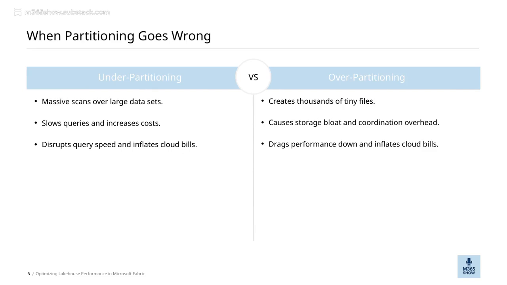The key takeaway here is about over-partitioning versus under-partitioning. Over-partitioning creates too many small files, causing inefficiency, while under-partitioning results in large, unwieldy datasets that slow things down. Striking the right balance is crucial to optimize performance and control costs. This ties directly into our overall theme of ensuring efficient data management in Lakehouse architectures.